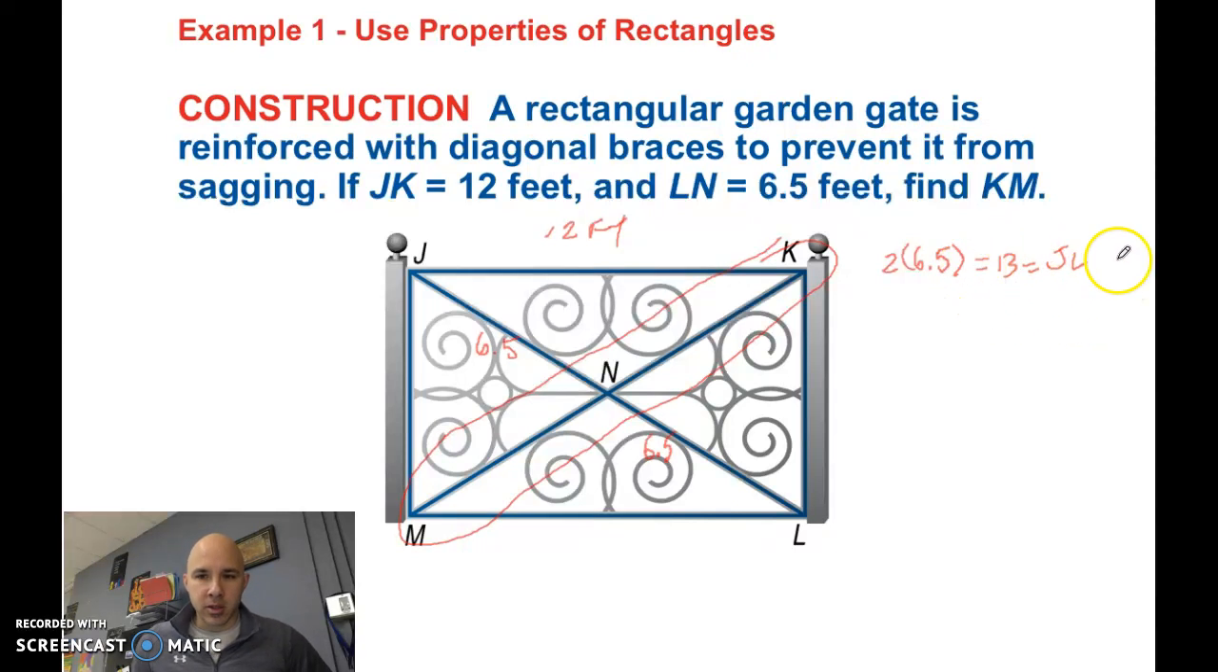Since JL is 13, based off the properties of rectangles, I know that KM also has to be 13. If you have any questions, let me know, please.